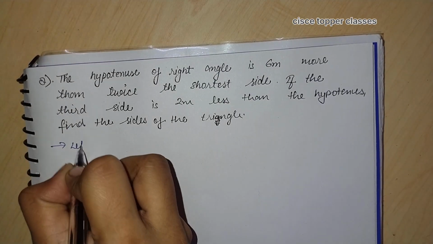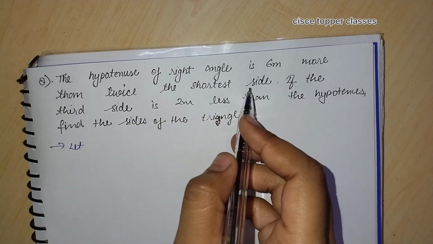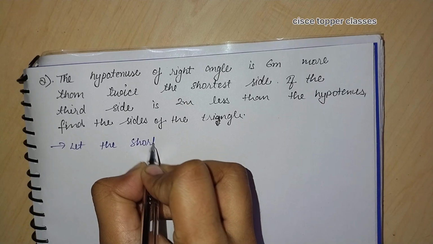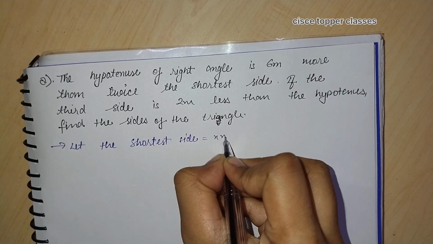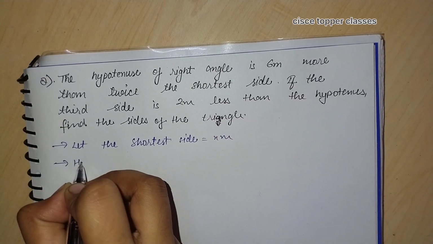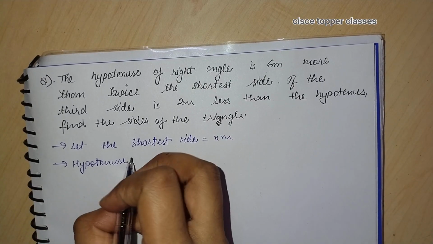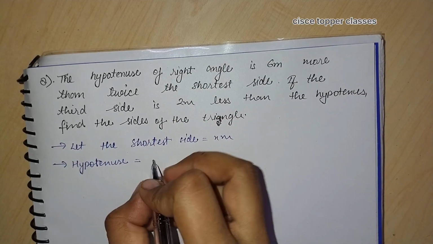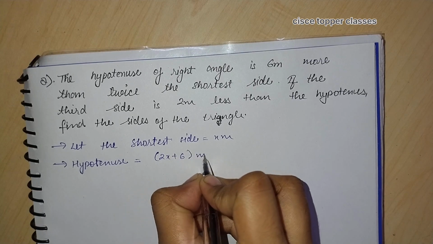Here we have the hypotenuse of a right angle triangle, which is 6 meter more than twice the shortest side. So firstly we will let the shortest side of the triangle be x meter. The hypotenuse is 6 meter more than twice the shortest side, so it will be 2x plus 6 meter.